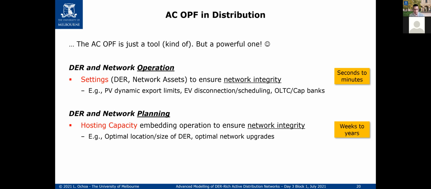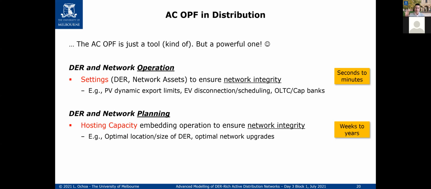But if you really want to do it for planning purposes properly, you want to explore what is happening across weeks or years, all right? So you can actually capture the different interactions of demand and generation. Not only that, you can embed operation into planning, and then you can really assess that hosting capacity, considering the potential smartness that you might have in the future. And then you can see how hosting capacity can actually evolve with different smarts. So this is about optimal location and size of distributed resources, optimal network upgrades. It's not just hosting capacity, it can involve upgrades as well, many things.